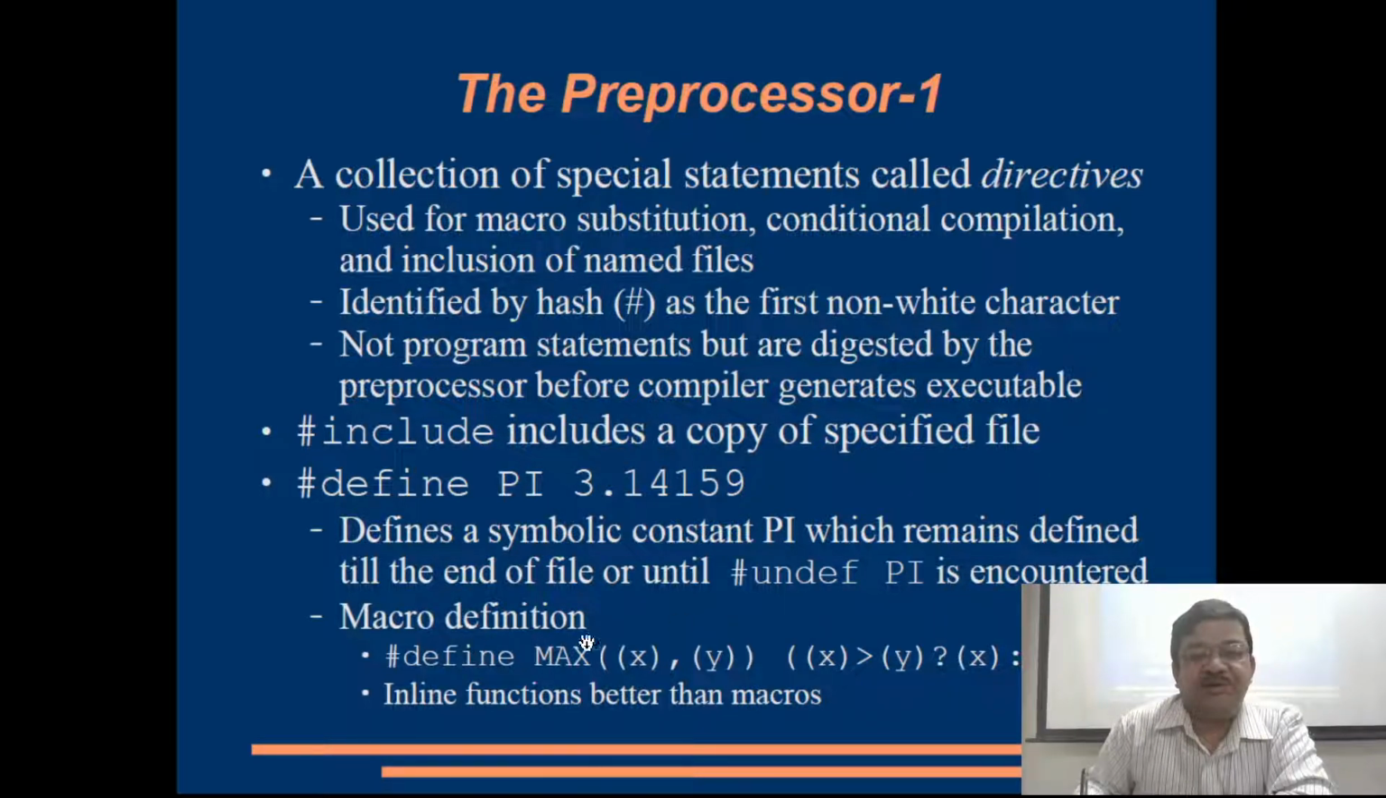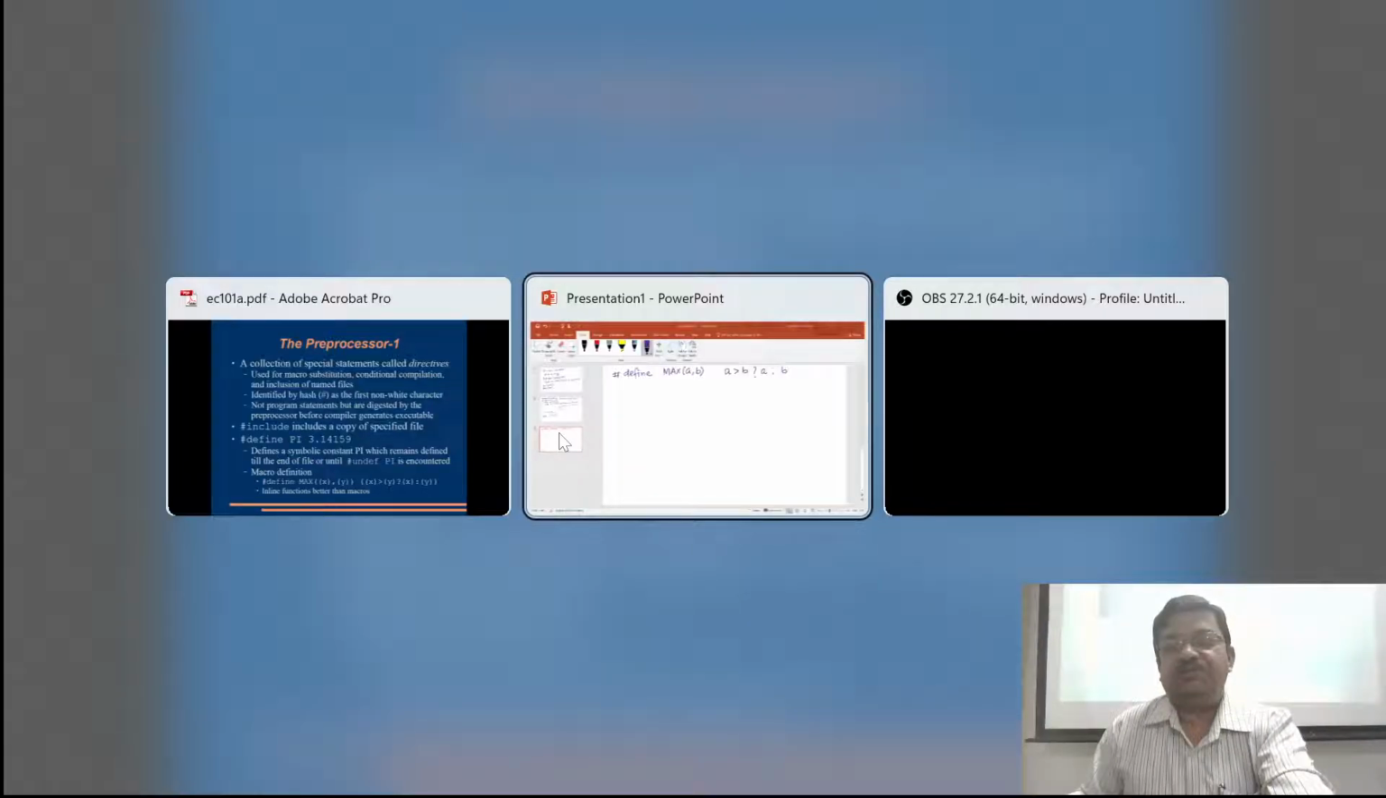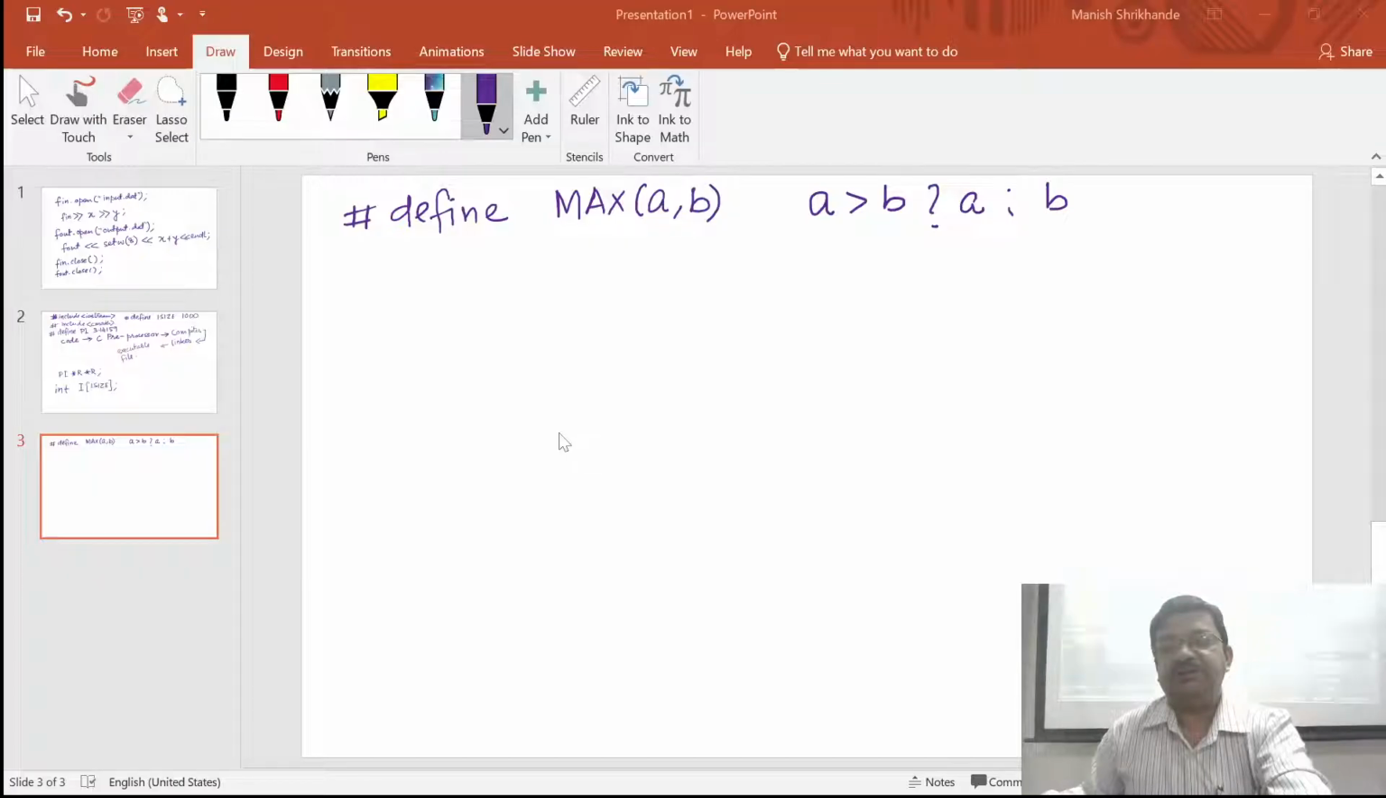Undef pi is encountered. So again, a macro definition defined using a ternary operator, but the inline function, which is a relatively recent addition to C++, is of course a better alternative than this macro using the preprocessor. Earlier, inline functions were not there, so macros were very handy to deal with such small issues. So we'll stop here. We'll continue with our preprocessor discussion next lecture.